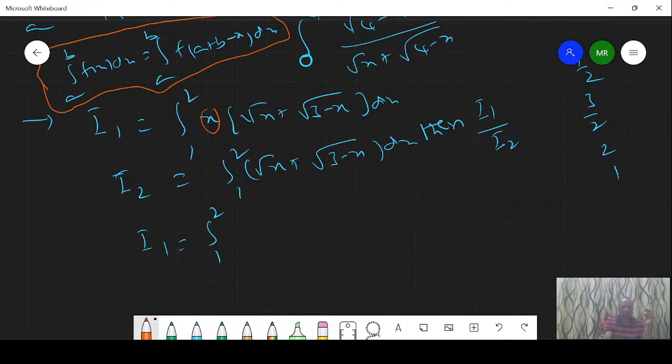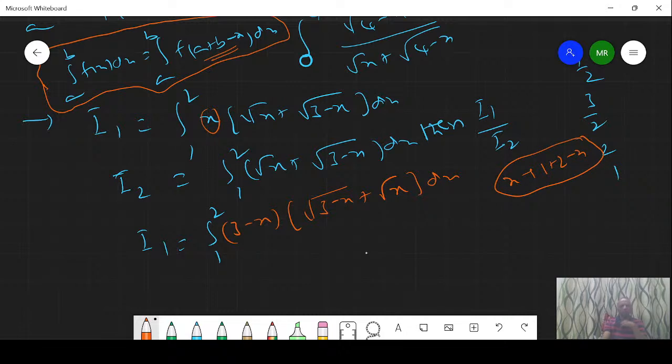So a plus b is 1 plus 2, that is 3 minus x. In the place of x you are writing 3 minus x, so root of 3 minus x becomes root x. You understood, because a plus b minus x you should replace. So this will become root x, dx. In the place of x you have taken a plus b minus x, that means 1 plus 2 minus x. We got it like this.